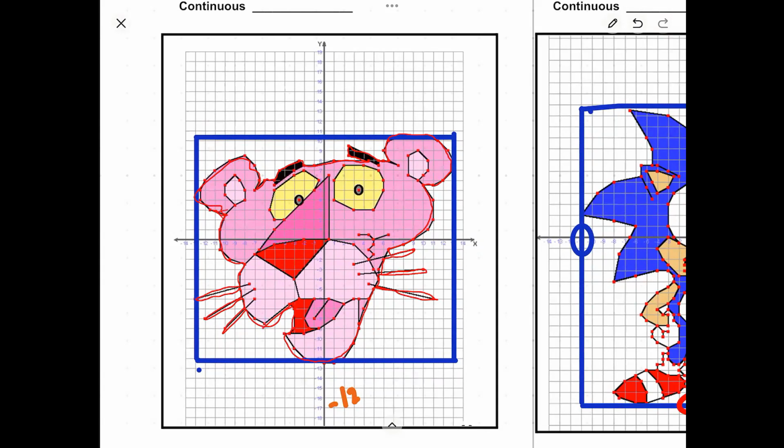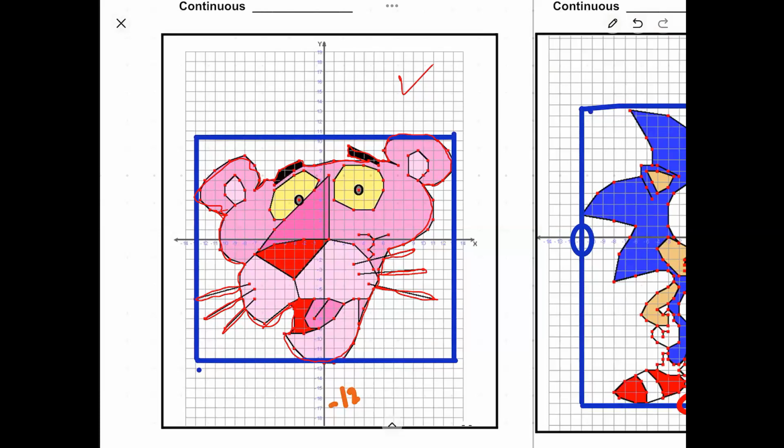Now, that's not the best tracing, but the idea is if I can trace out the graph or the relation without lifting my pencil, it's continuous. And the reason that's important is once you know that the graph is continuous, you can just put it inside a box. The key is you're going to put it in a rectangular box. It's got to be the smallest box that you can put it in without cutting off any of the graph. So in this case, I put the Pink Panther in this blue box.